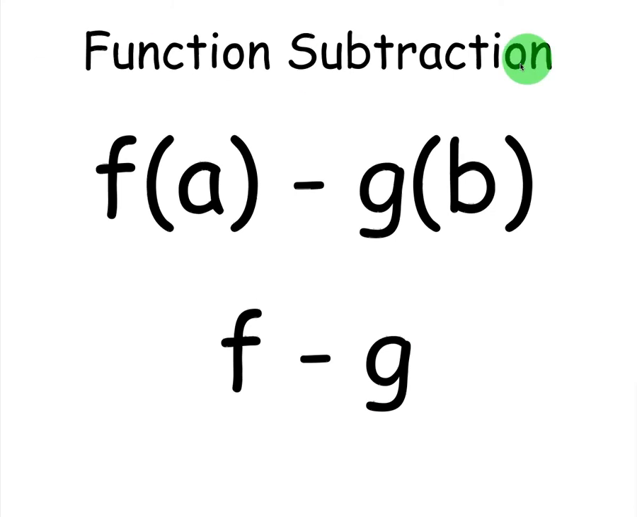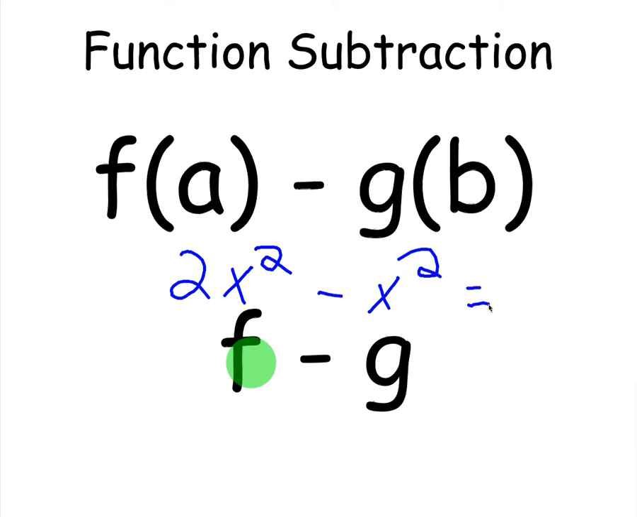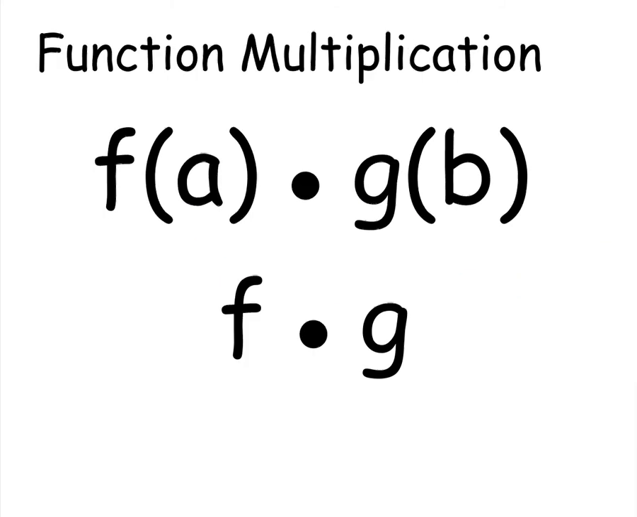We also have function subtraction. So for example, f of a minus g of b would give you a specific number back. But if you just had f minus g, then it would just be a generic f minus g. For example, let's say f was 2x squared and g was x squared. Well, if you subtracted those, you would get 1x squared, right? So sometimes it can even be simplified. But today we're focusing on the charts, so I don't want to spend too much time on equations.